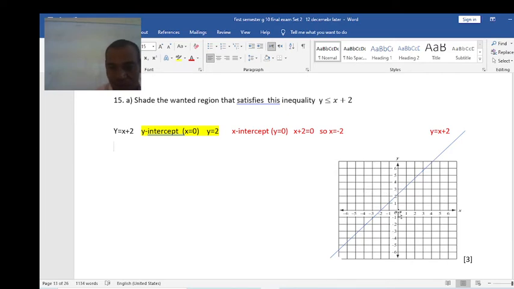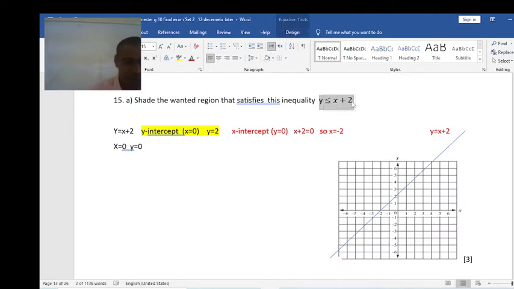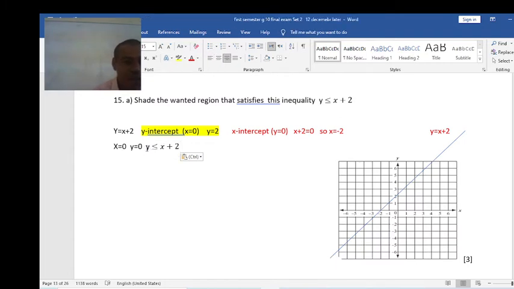Me, I will choose this one: x equals 0, y equals 0. Then I will check this in my inequality. If my statement is still true, then this is the region that I'm looking for. Look, we said that y now is 0, right?